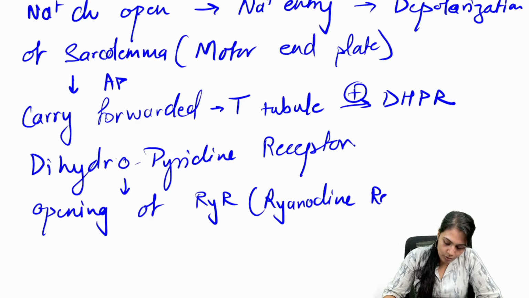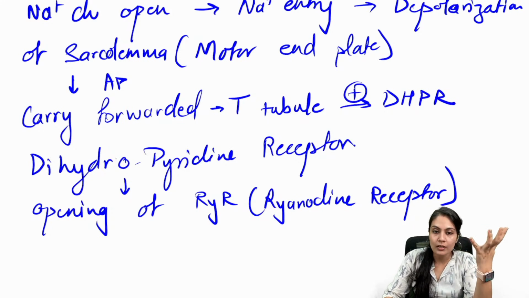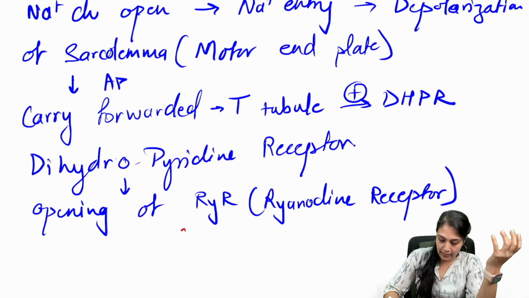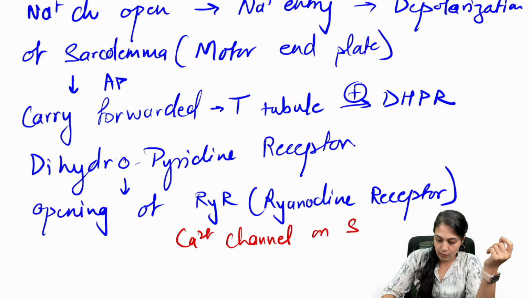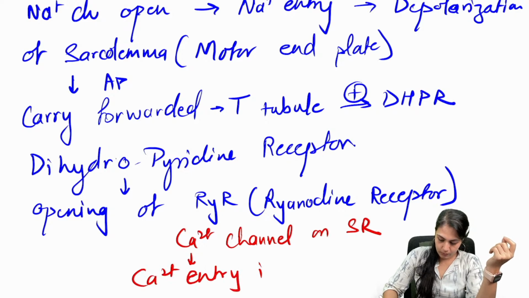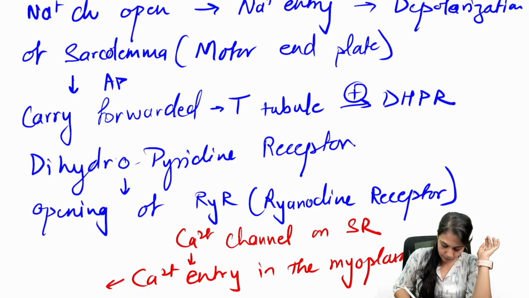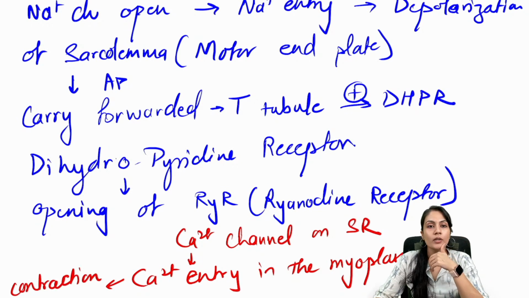on the sarcoplasmic reticulum. That is going to open up the calcium channel. These RYR are nothing but calcium channels on the sarcoplasmic reticulum. That will lead to calcium entry in the myoplasm, and that ultimately leads to the contraction.